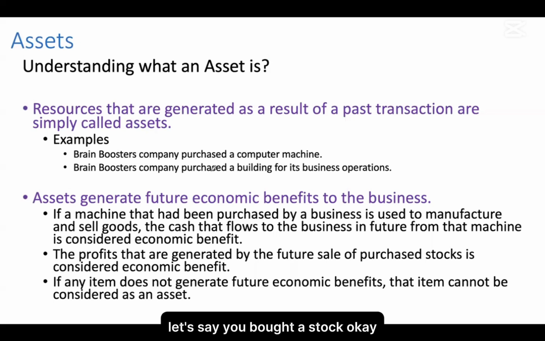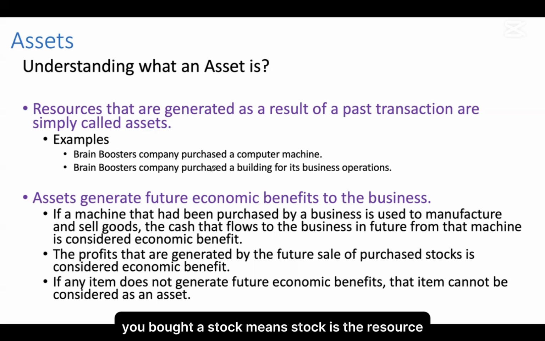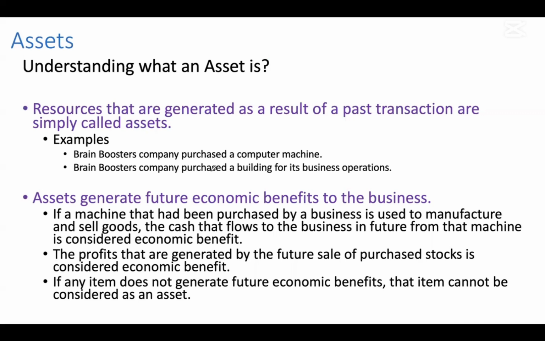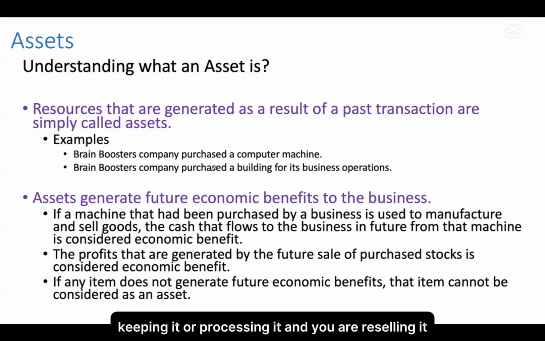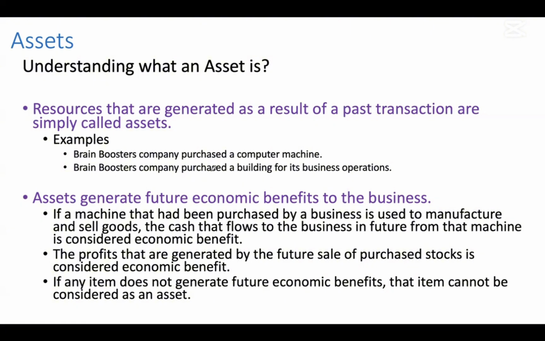For example, let's say you bought a stock. Stock is the resource. You bought it, which is a past transaction. So as a result of a past transaction, you purchased a resource, which is a stock. Let's say you sell that stock. Once you sell it, you will receive money to the business. You buy a stock, keep it or process it, and resell it. Then you are generating an economic benefit to the business.